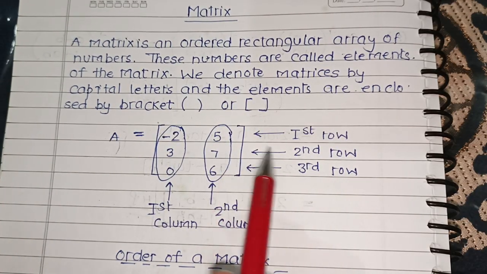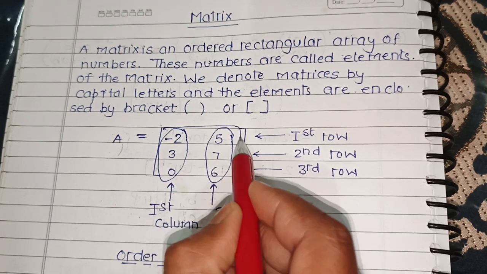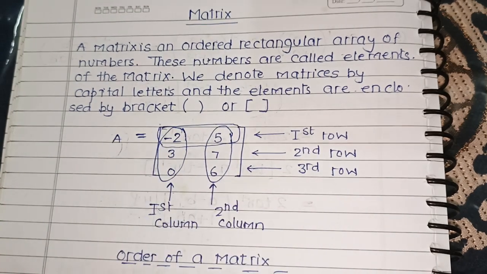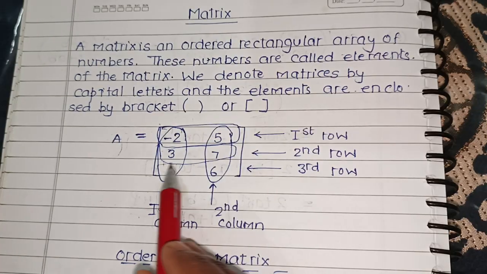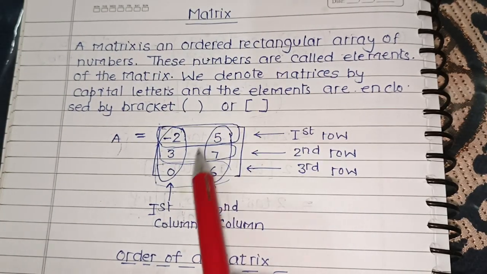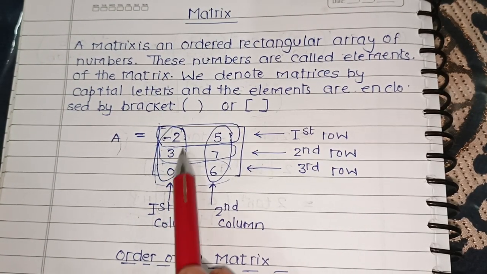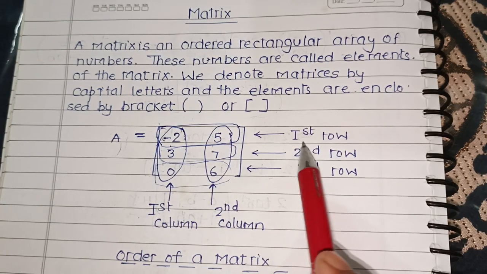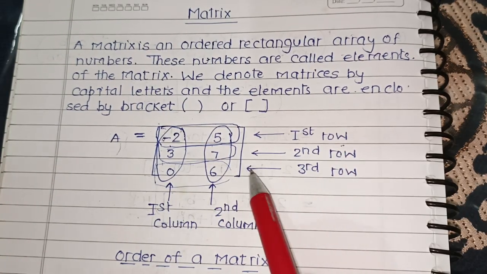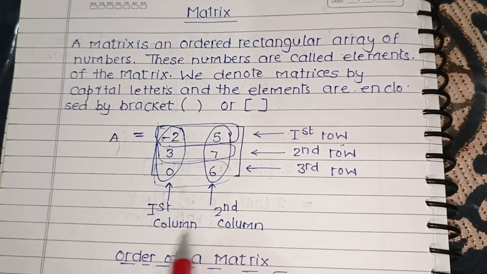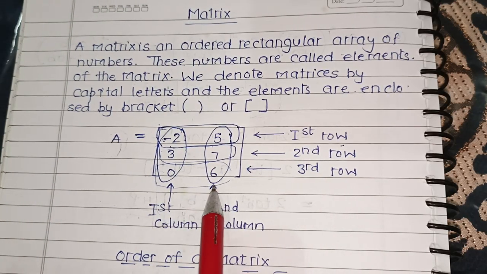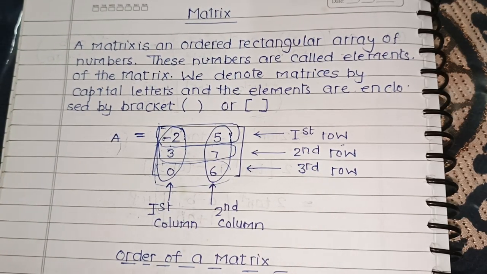If we talk about horizontal, so this is row first, this is row second and this is row third. Okay, when we use -2 and 5, this is called first row, and when we use 3 and 7, that is called second row. If we use 0 and 6, then that is called third row.